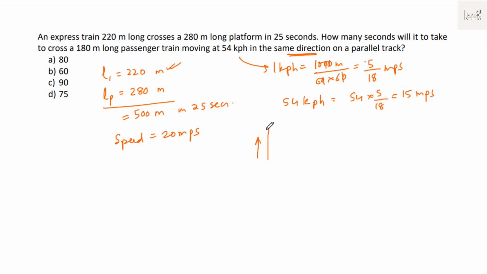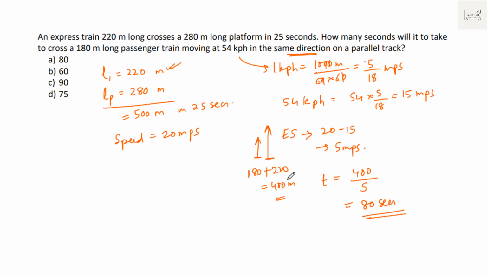Since they are moving in the same direction, the effective speed will come into the picture. Effective speed will be 20 minus 15, that is 5 meter per second. And the distance this fast train needs to cover to cross the slower train fully is 180 meter, length of the slower train, plus its own length, 220 meter, that is 400 meter. So time required to cross this will be distance by effective speed, that is 80 seconds. Option A is the pick.